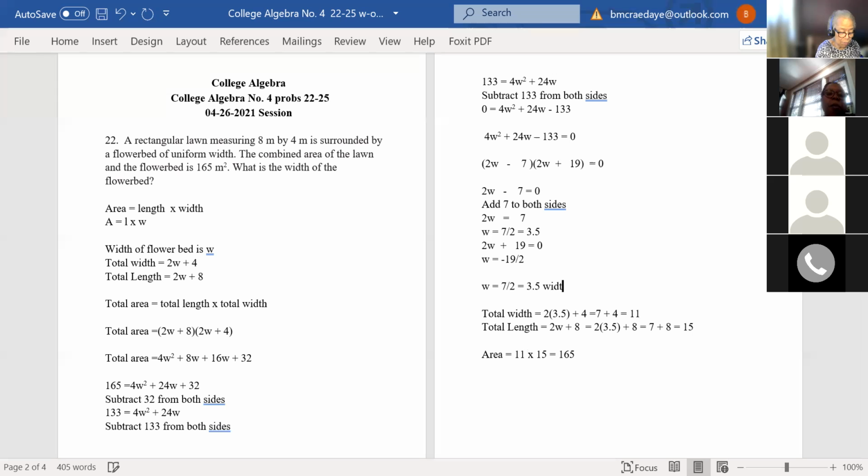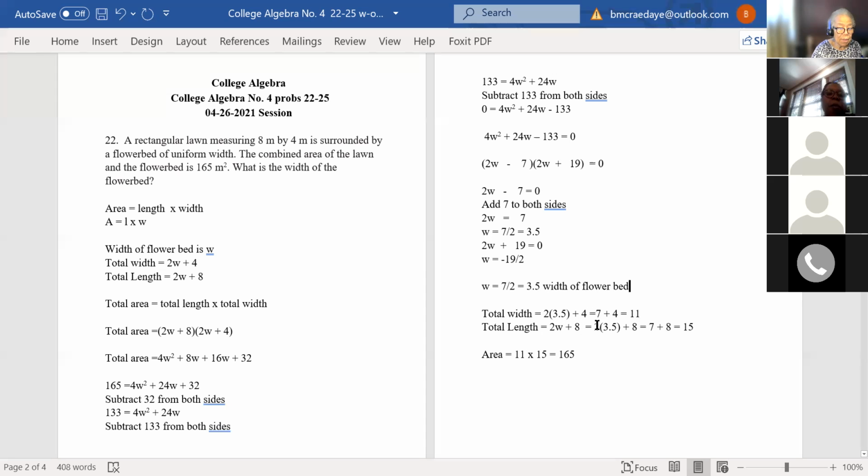Width of flower bed. Right. Okay. And once we find our total width, and we said what it was here, we just multiply 2 times the width plus 4. This one, 2 times the width plus 8.